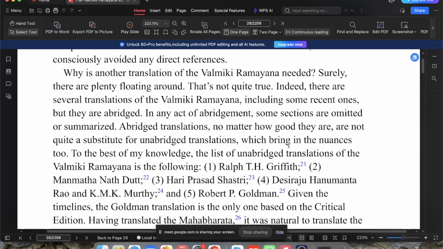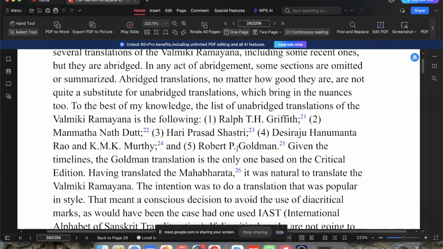In any act of abridgment, some sections are omitted or summarized. Abridged translations, no matter how good they are, are not quite a substitute for unabridged translations, which bring in the nuances too. To the best of my knowledge, the list of unabridged translations of Valmiki Ramayana is the following. You can see there's Ralph T.H. Griffith. There's M.N. Dutt, also a very nice book, Manmathanath Dutt.